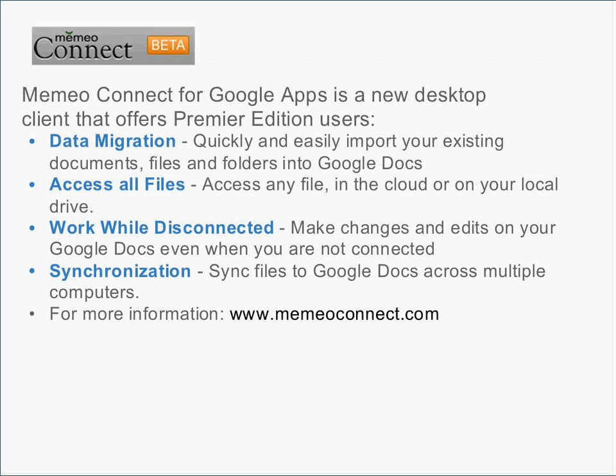The Memeo Connect product is probably the most interesting one for your customers in that it's really a desktop sync client. It works on Mac and PCs, and it provides, again, Premier Edition customers a way to do data migration, so drag and drop folders into your Google Docs account, and it'll go through the folder as well as the subfolders, get access to all those files no matter where you are, work while you're offline, so those files are downloaded locally so you can make changes, and of course sync across multiple computers. You can get more information at the Memeo Connect website.